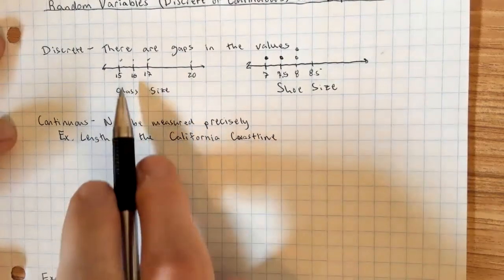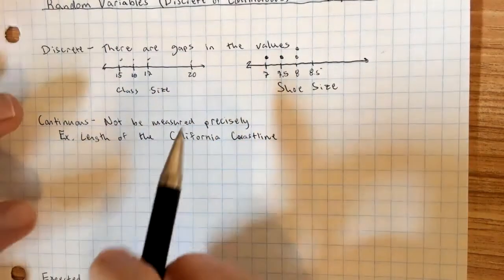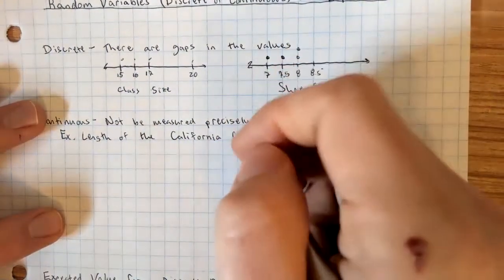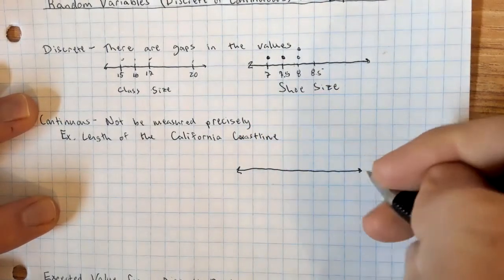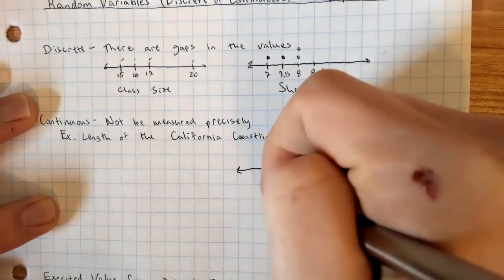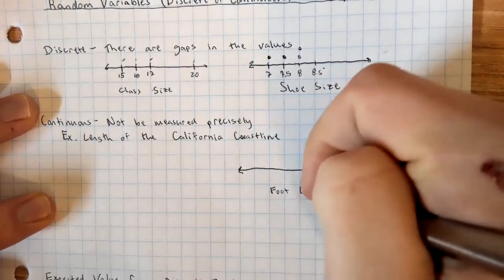Another example, going with what we did up here, is instead of shoe size, something that would be continuous could be foot length.